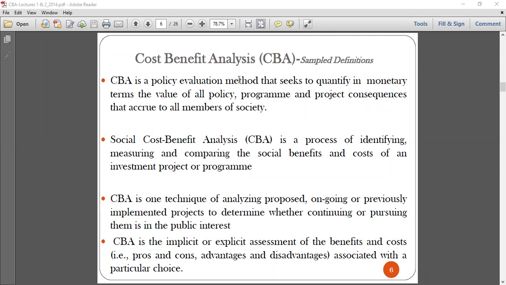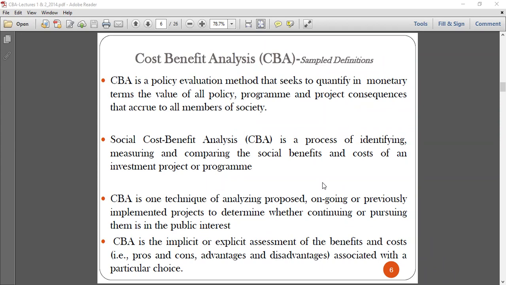So that is one definition of CBA. Another one says it is the process of identifying, measuring, and comparing the social benefits and the social costs of an investment project. So the government wants to do something. What are all the social benefits? They use the word social because we are talking about the entire community.